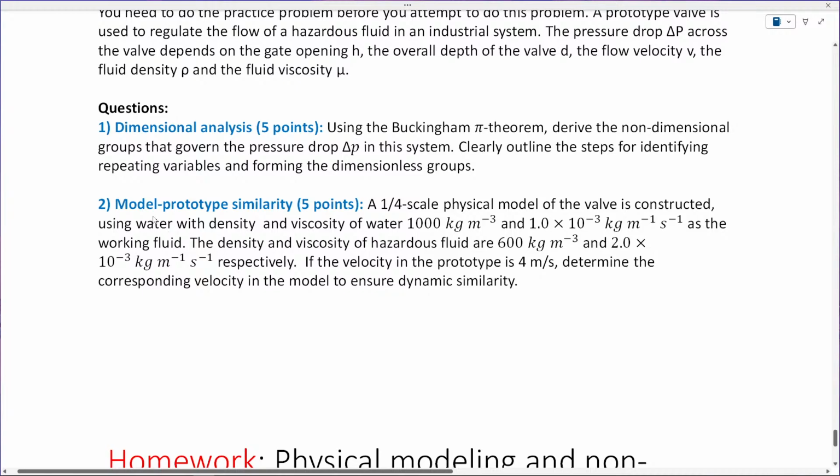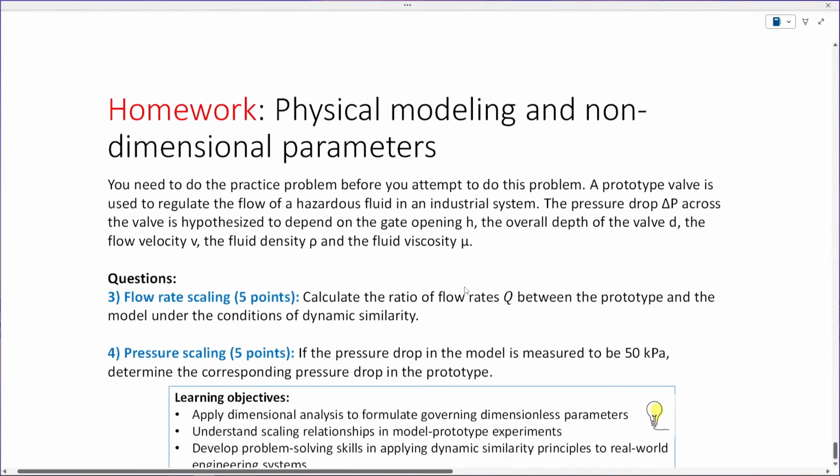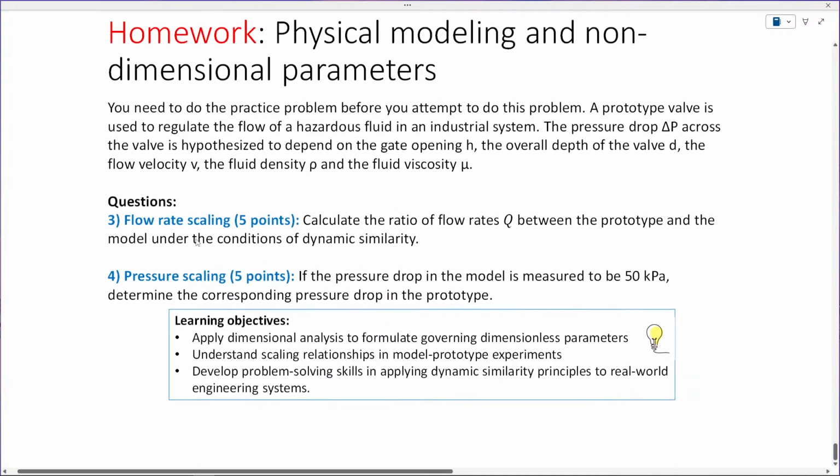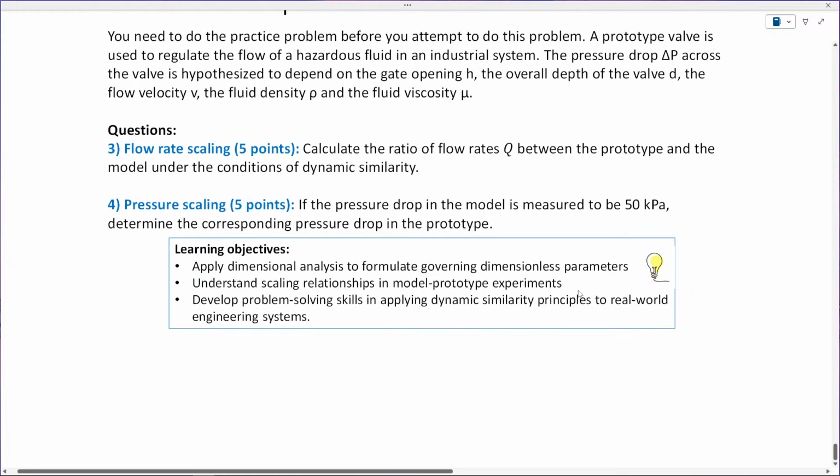Model type similarity: to ensure similarity, determine the corresponding velocity, similar to what we did in the exercise problem and what you did in the practice problem. Flow rate scaling: scale Q and scale your dependent variable, which is pressure. So the homework really is trivial, if you watch the video. If you didn't watch the video, you're not going to be able to solve it. You'll say it's very difficult, but that's because you didn't watch the video.